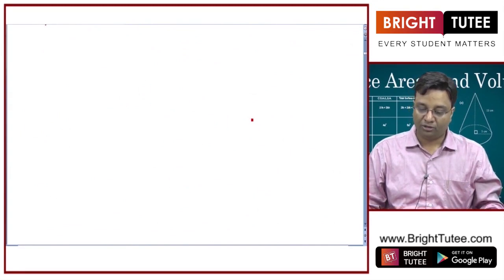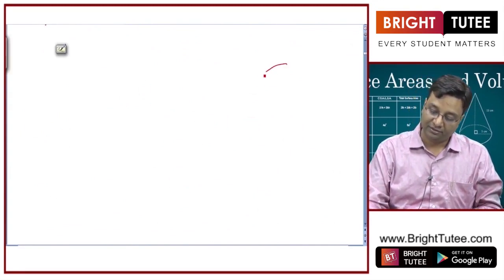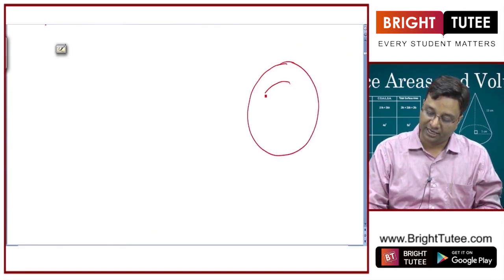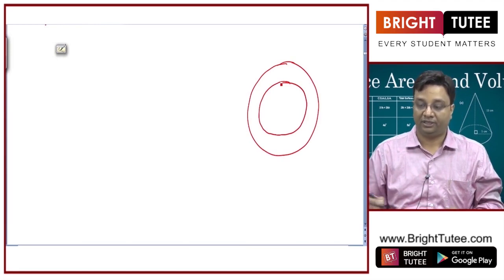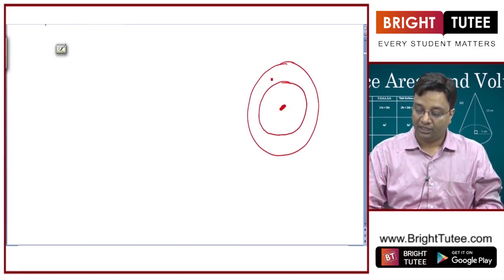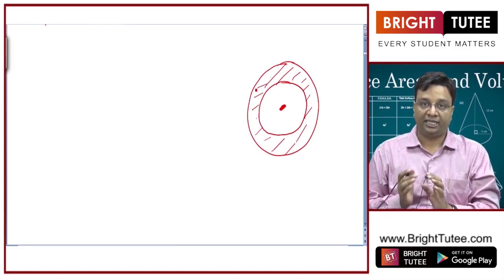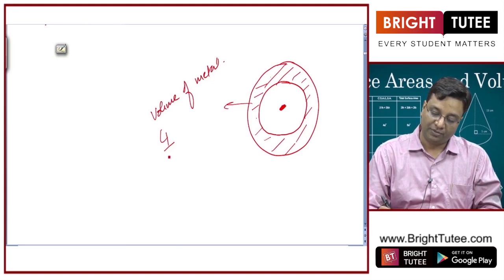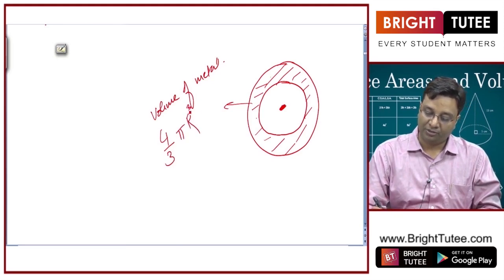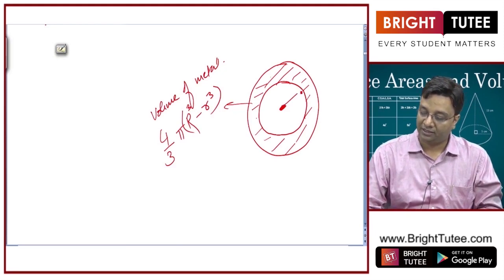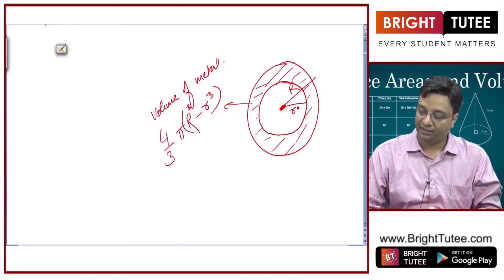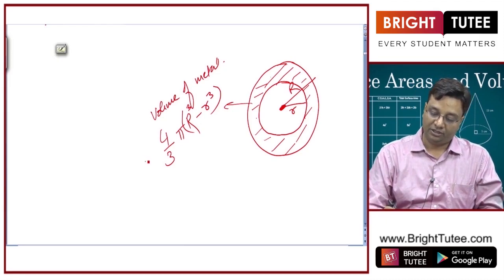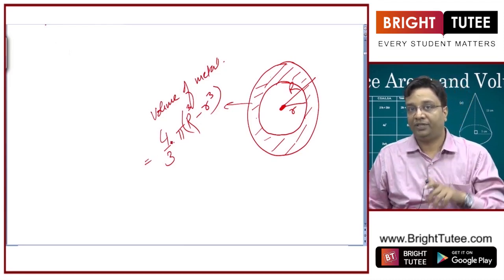Okay. We can also talk about a spherical shell. Let us say this is a sphere and inside it there is another sphere, which is hollow from inside. This is hollow and this is solid. So this will be a spherical shell. Now the volume of the metal used will be 4 by 3 pi, capital R cubed minus small r cubed. Capital R is the outer radius and this radius is small r. So this will be the volume of metal used in a spherical shell.